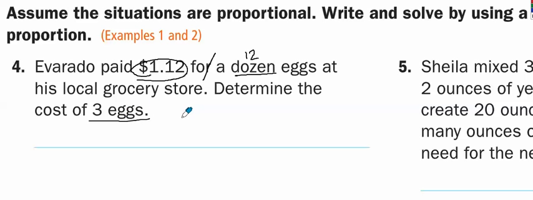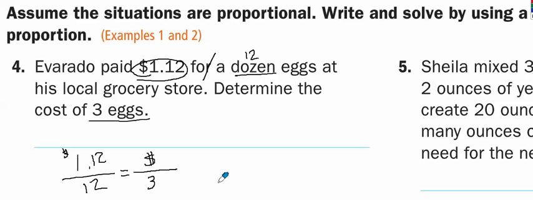So the first thing we have to do is write our proportion. So here's what it's going to look like. The first piece of information they gave us was $1.12 for 12. So I'm going to say $1.12 is to 12 eggs as, now this is where we have to be careful. In our first ratio, we put money on top and eggs on the bottom. So in our second ratio, it's really important that we put dollars on top and eggs on the bottom. And how many eggs go on the bottom? Well, it's going to be 3. We're going to put a 3 down here.